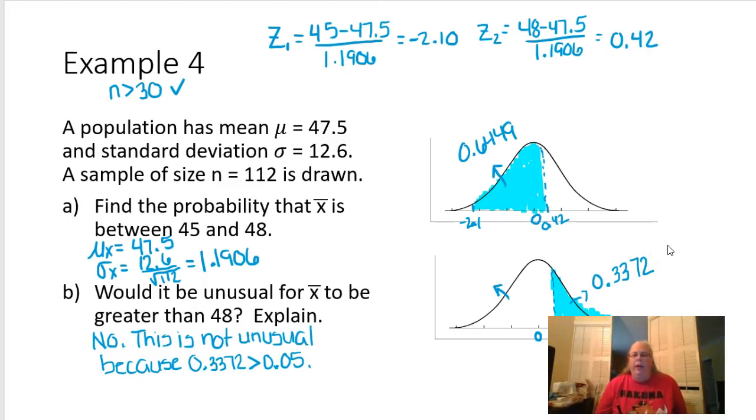All right, so I have filled in the area over here in the light blue area. This is 0.3372. And we can answer our question. Is it unusual? No, this is not an unusual occurrence, because the area that we found is actually greater than our threshold for being unusual, which is 0.05.